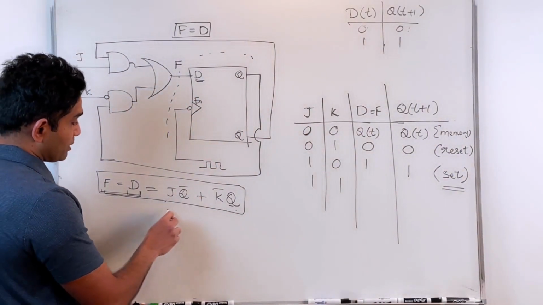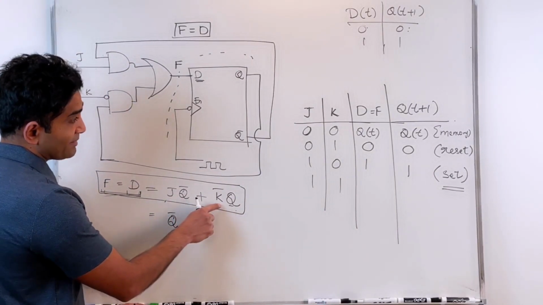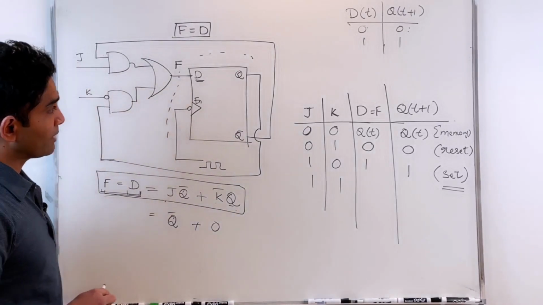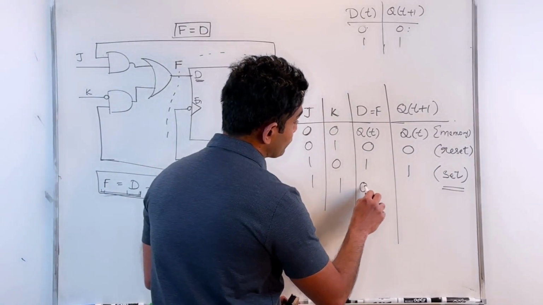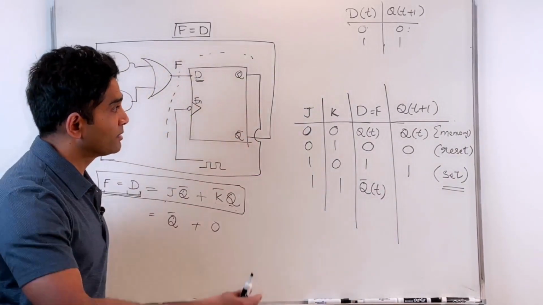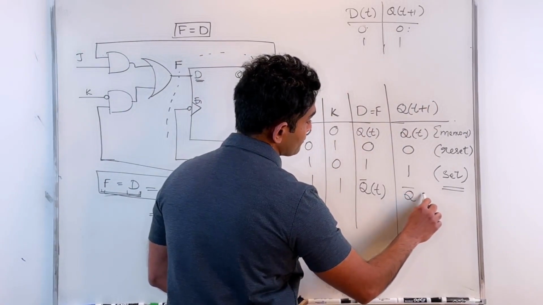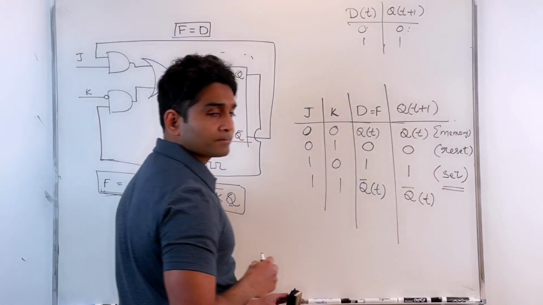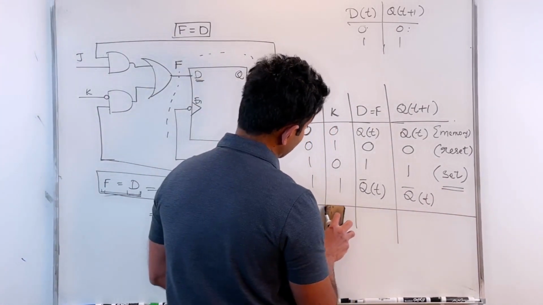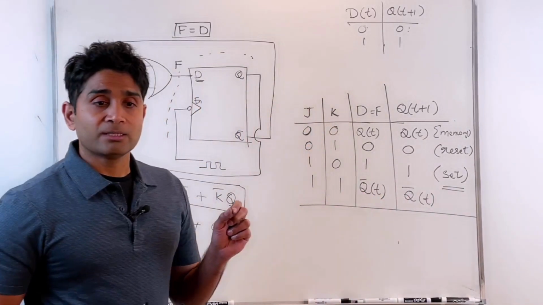So I'm applying J as a 1, that means 1 times Q prime is Q prime. K is 1, that means K prime is 0, that means that's 0. So what I'm applying on D is a value of Q prime. That means in the next triggering instance, my Q(t+1) becomes Q prime of t. Now this is very different from the forbidden state that we have seen before. Here the output is determinate.